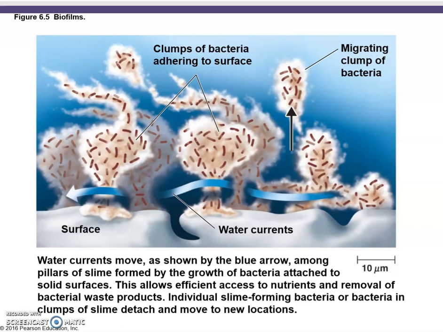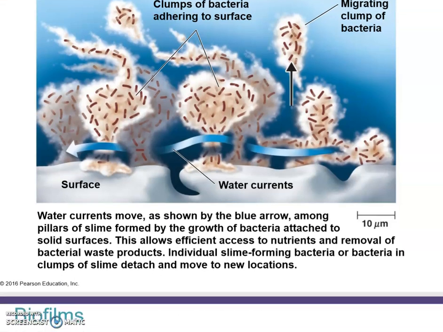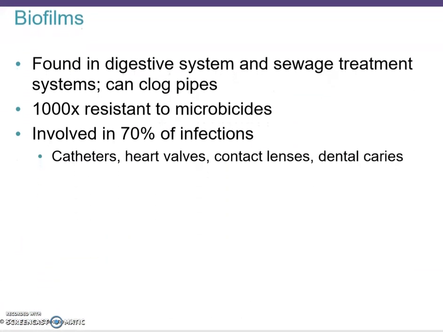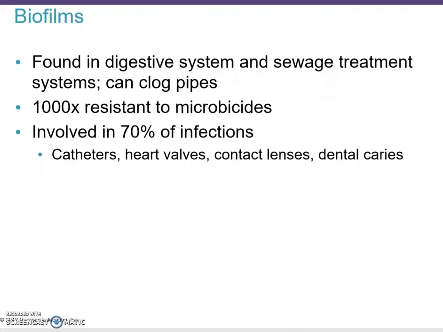So here's an example of a biofilm, clumps of bacteria adhering to a surface right here. And again, this can be a real problem if you're trying to disinfect an instrument that has a lot of little crevices. Okay. So biofilms are commonly found in the digestive system and sewage treatment systems. They can clog pipes. They are said to be 1,000 times more resistant to microbiocides than regular bacteria would, because they're shielding the lower layer so well.